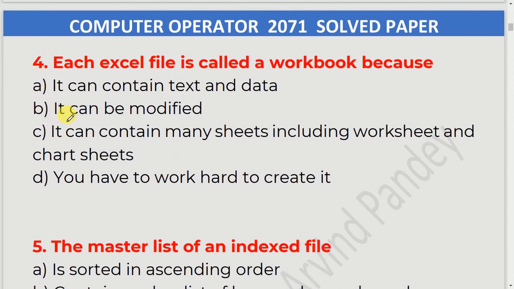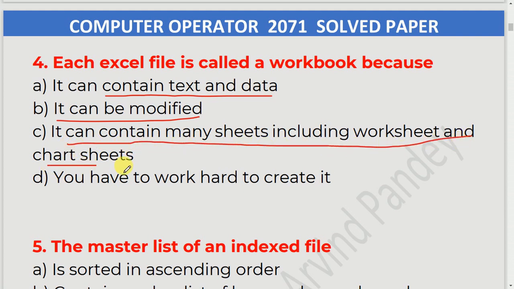Question number 4. Each Excel file is called a workbook because option A, it can contain text and data. Option B, it can be modified. C, it can contain many sheets including worksheet and chart sheets. D, you have to work hard to create it. And the correct answer is option C, it can contain many sheets including worksheet and chart sheets.